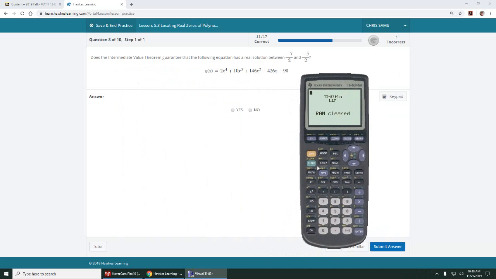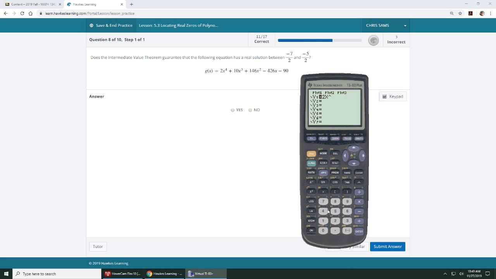But just to show you what it's doing, we're going to graph this equation, and what we're looking for is if the value of one of these numbers is positive and the other one is negative, that means that at some point between these two numbers it has to cross the line of y equals 0. So if that's the case, then the intermediate value theorem does guarantee a real solution between these two. If both numbers are the same sign, then it's inconclusive. We may not know.